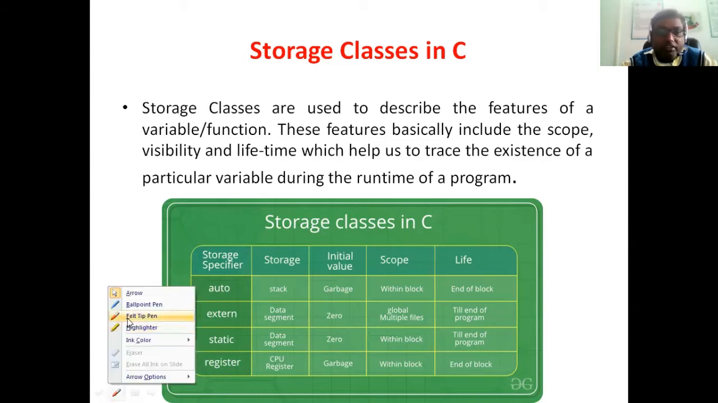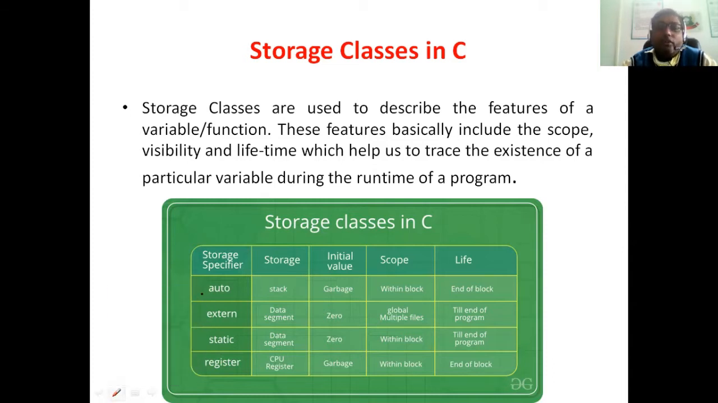The very first one is the auto storage class, known as the automatic storage class. The second one is the external storage class. The third one is the static storage class. And the fourth one is the register storage class. There are four different types of storage classes.